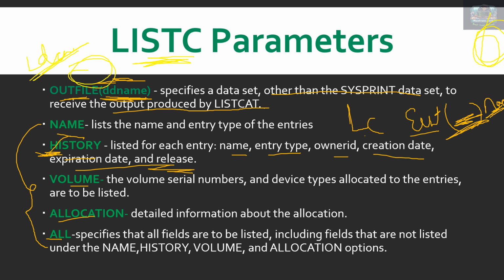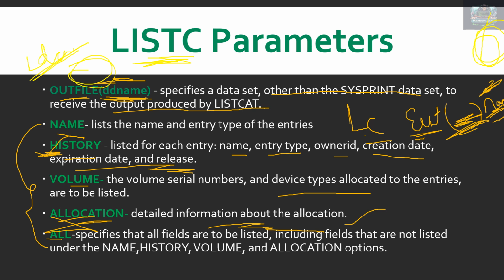And if you want to know which volume it is in, what is the allocation type, and what is the device type that is allocated, at that time you will give LISTC ENT, dataset name, and VOLUME. Okay. Then comes allocation. Where it is allocated, what is the data class, what is the management class, what type of information does it have? If you want detailed information of allocation, then you'll say LC ENT, dataset name, and give ALLOC or allocation.